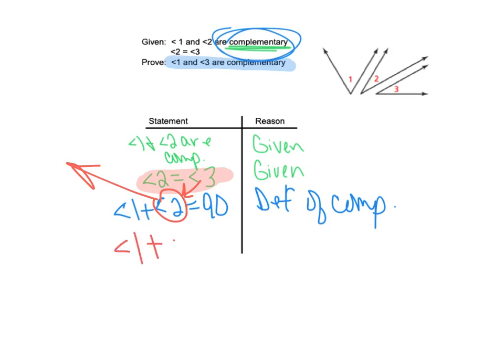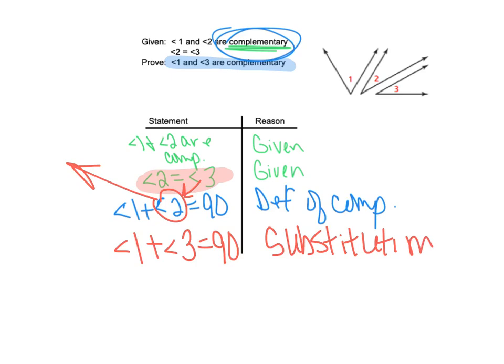Angle 1 plus angle 3 equals 90 degrees. Anytime I take one thing out and put the next thing in, I'm just substituting. That's just substitution. Okay, so now I have angle 1 plus angle 3 equals 90 degrees.